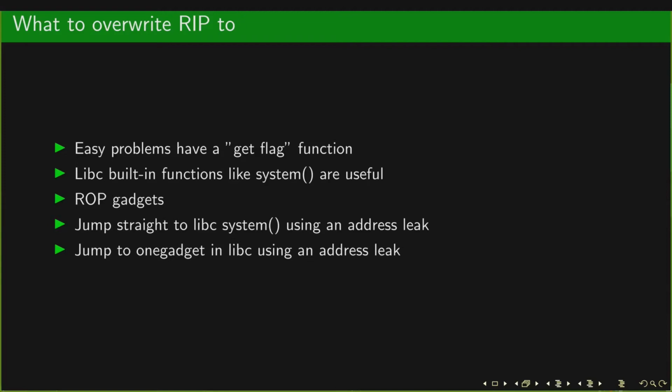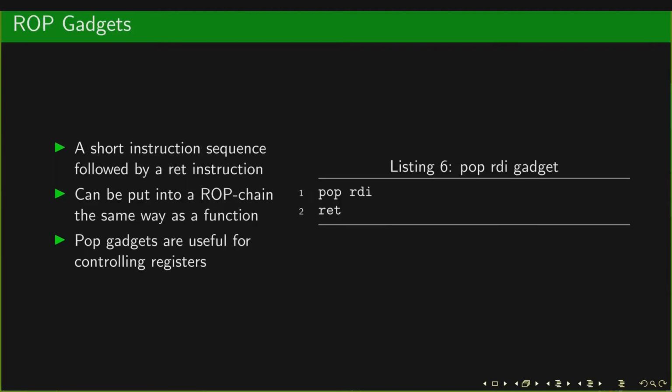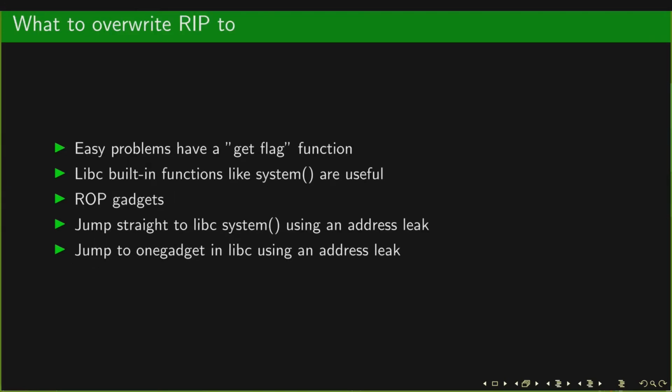So you may notice that in order to call these libc built-in functions like system, we need to be able to control the parameters that are handed to this function. Because obviously, if you just call system with completely invalid arguments, then system is going to say, hey, you gave me completely invalid arguments, I'm not going to run that.